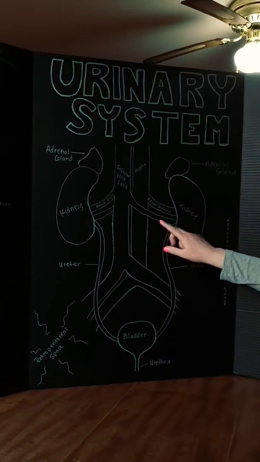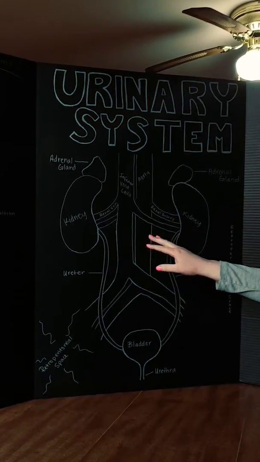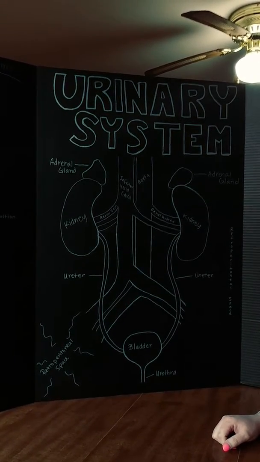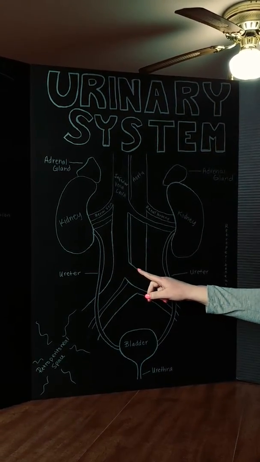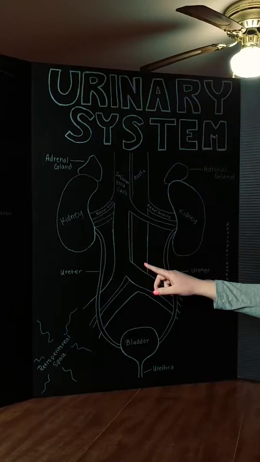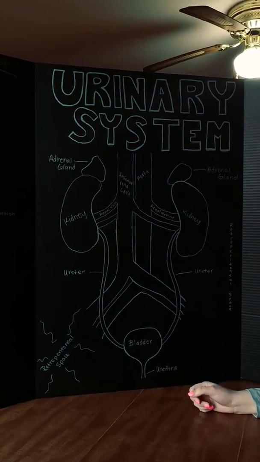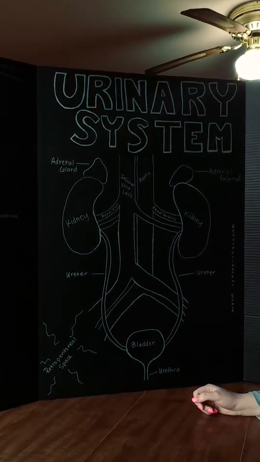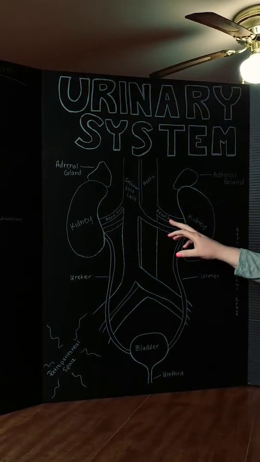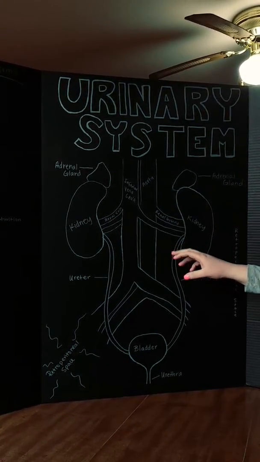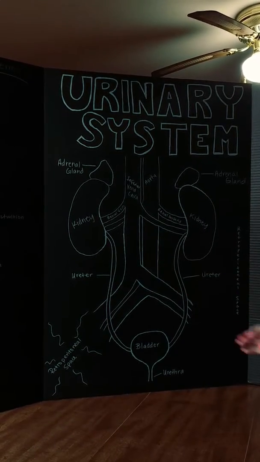Renal artery, which is here, that supplies the kidney with blood. Renal vein, which is there, drains the blood from the kidneys and empties it into the inferior vena cava, which is here. The inferior vena cava carries deoxygenated blood to the right atrium of the heart. The abdominal aorta, which is here, provides blood to the organs and tissues in the abdominal cavity.